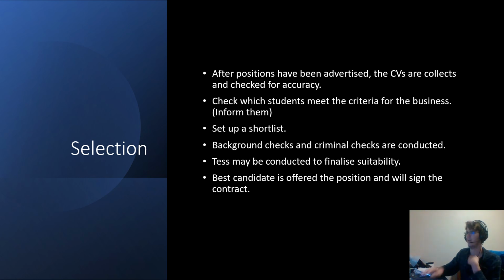Okay, so how you would select a person is you will advertise the post. You will collect the CVs and you will check the CVs for accuracy. See that someone's not saying that they're 25 when they're actually 45. Okay, and you will see who meets the criteria and you make a shortlist. You inform those that make the shortlist. You normally don't say anything to the others. You say if you do not hear from us, it means you are unsuccessful.